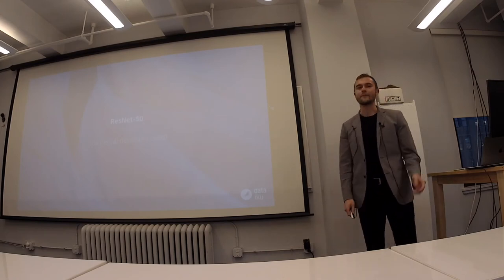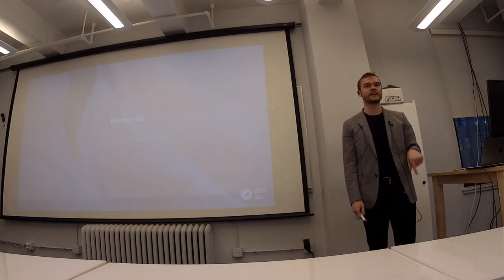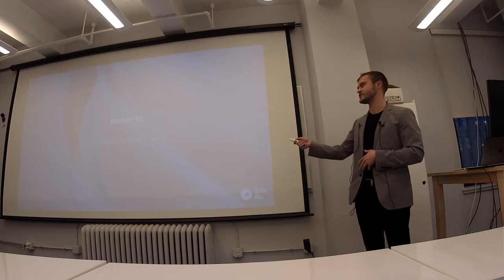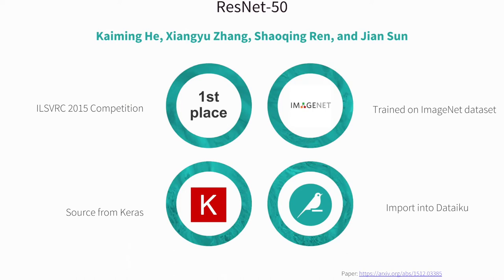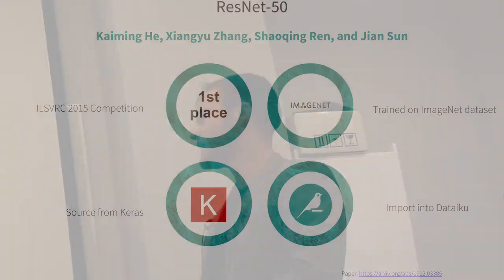Okay, back to my problem of GIF classification. The model I chose to use was ResNet 50, and we're gonna talk about that a little bit because I think it's pretty cool. So this particular model won first place in a well-known image classification competition in 2015. It was trained on that ImageNet dataset that I talked about earlier, which has 14 million images. You can also get it directly from Keras, and you can import it directly into Dataiku, if any companies here use Dataiku.